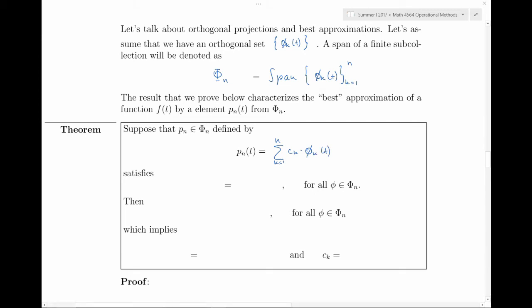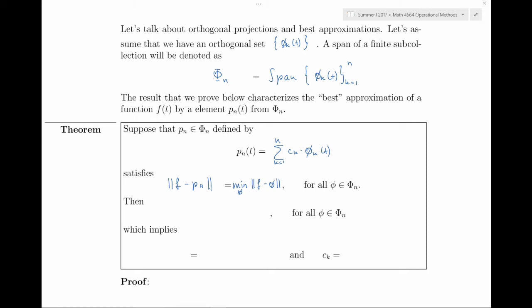And that Pn gives us the best approximation in the sense that the distance between f and Pn is less. In other words, it's a minimum of all possible distances between f and phi that can be created with any function from the set phi n. So in essence, I tried all possible functions from the span phi n that I created, and the one that gives me the smallest distance is the one that I call Pn.